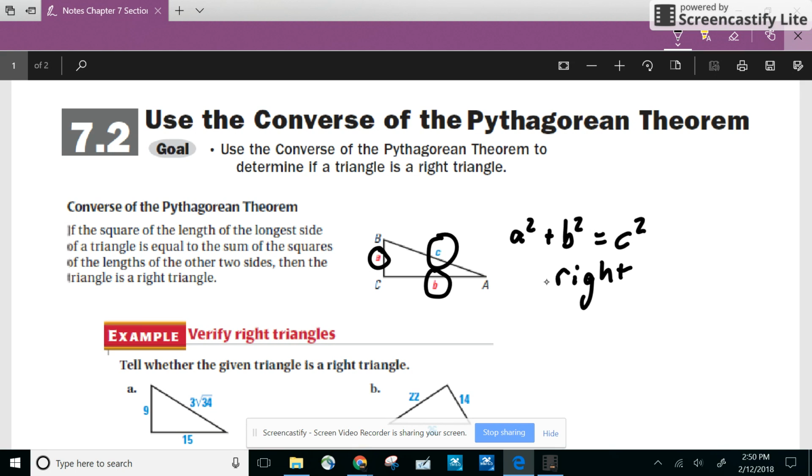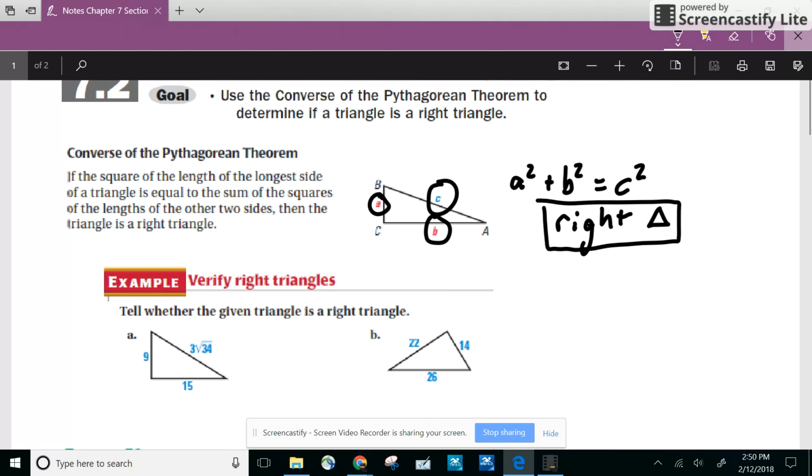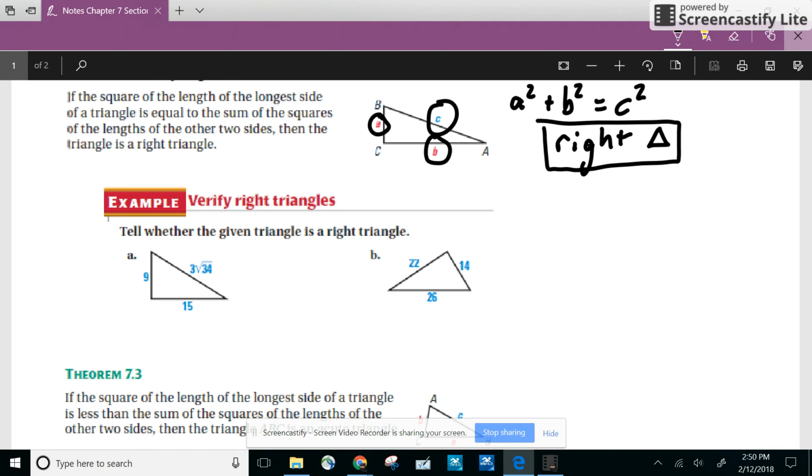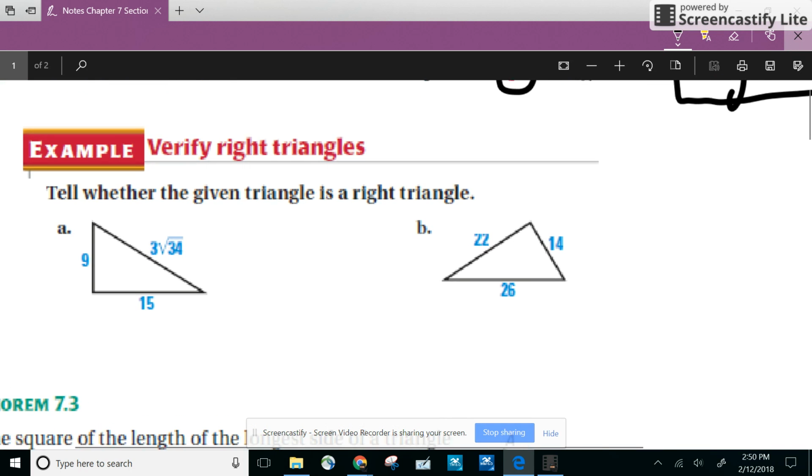You notice in that picture that the triangle was not marked as a right triangle, but if A squared plus B squared equals C squared, we will be able to conclude that it's a right triangle. So we're going to take a look at A and B here to figure out if they're right triangles.